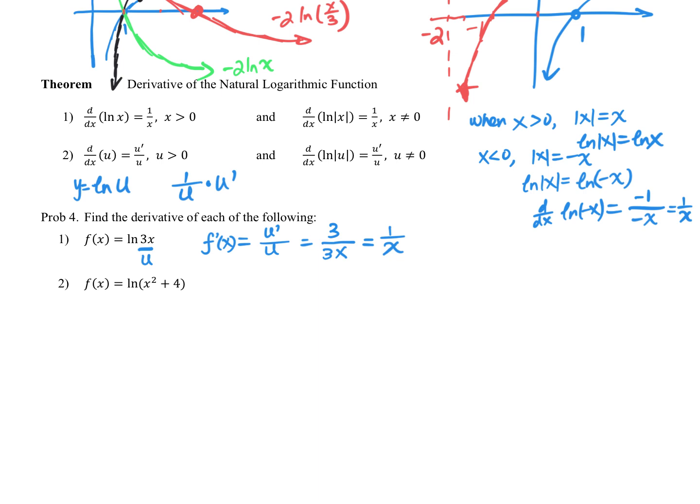Now the second one, the u is x squared plus 4. So f prime of x will be, again, u prime over u. Probably in the future you can skip writing that once you feel comfortable with it. So u prime will be 2x. The derivative of 4 is just 0. And the u is x squared plus 4. Okay, so next.